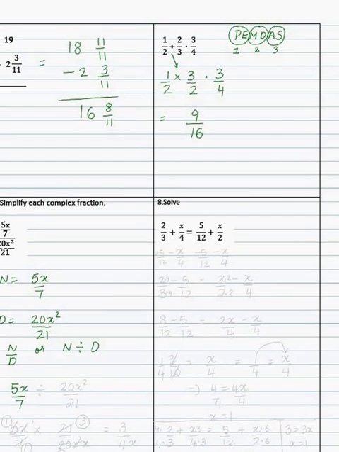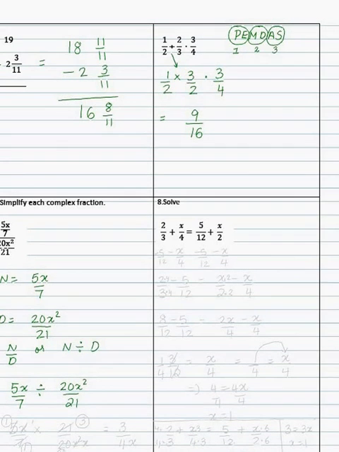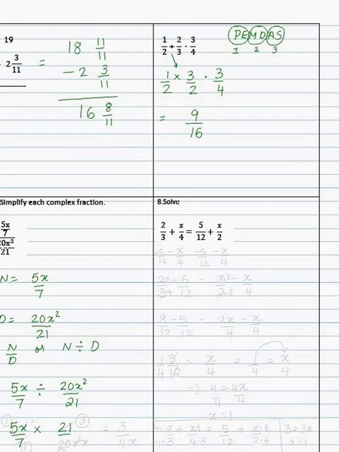5x over 7 divided by 20x squared over 21. And I see division of fractions. What do we do? Keep, change, and flip. Right?